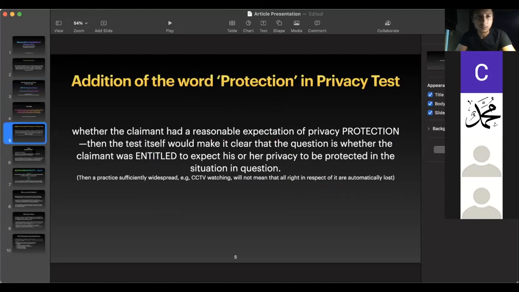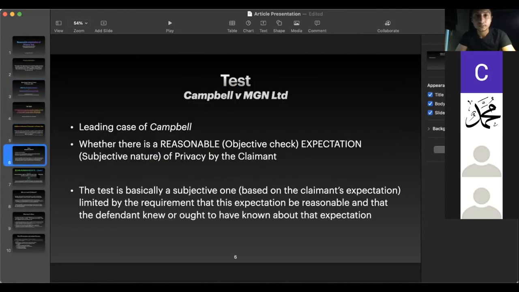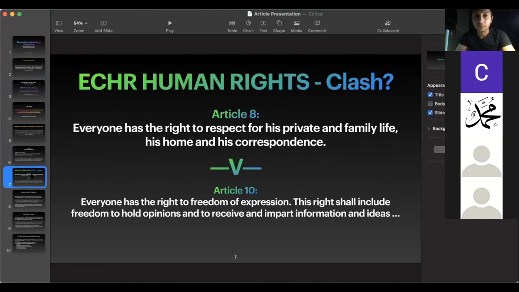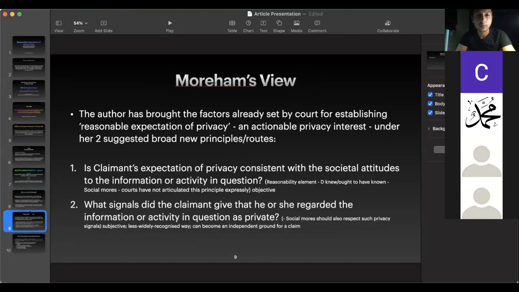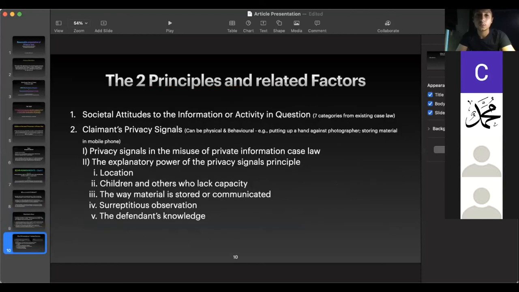She argues for the word protection to be added. Then we have the leading case of Campbell. And then we have this debate over Article 8 and Article 10. And then why is it so criticized? It's not clear. Then Moreham's view, which is really important. And then the two principles.